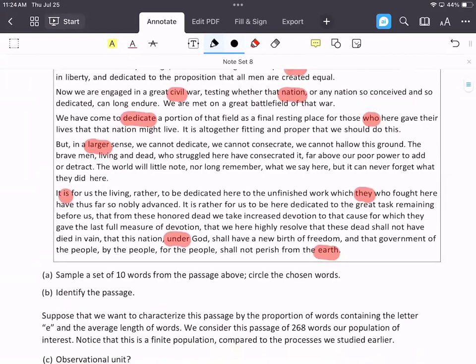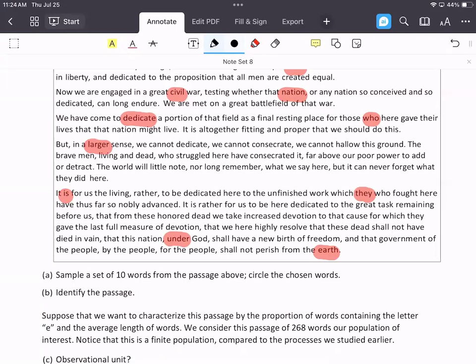Suppose we want to characterize this passage by the proportion of words containing the letter E and the average length of words. We consider this passage of 268 words our population of interest. Notice that this is a finite population compared to the processes we studied earlier. So this population is fairly small, and you may be like, well, if we can actually find the exact average of all these words, why are we doing this? This is an artificial situation. We're doing this to show you that random sampling works.